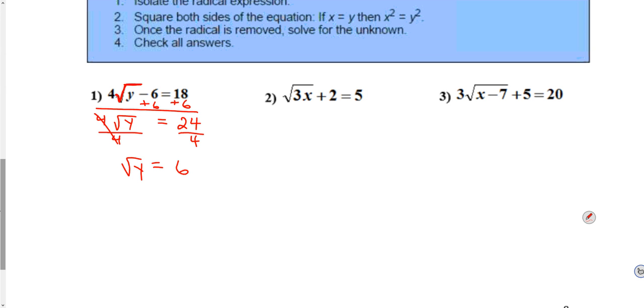And then to get the y out of the radical, we just raise it to the second power and do that to the other side. So we get y equals 36. So if I was to do a quick check, I can take 36 and plug it back into the problem. Radical 36 is 6. 6 times 4 is 24. 24 minus 6 is 18, so it works. So that's our final answer.